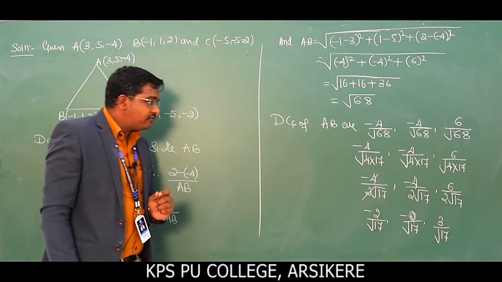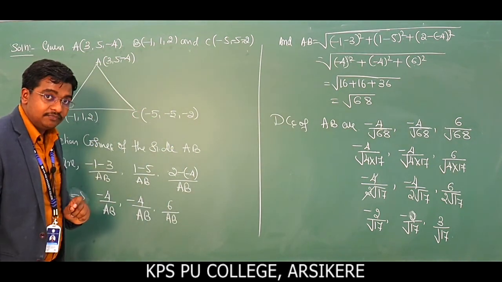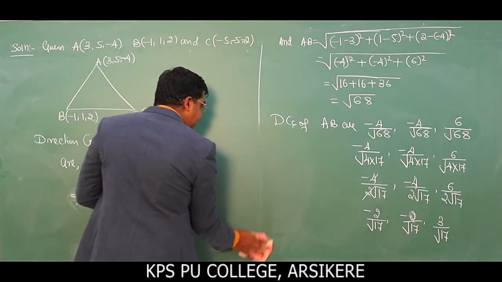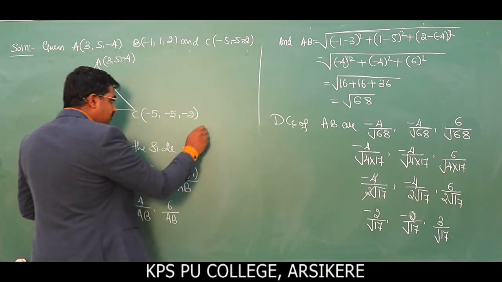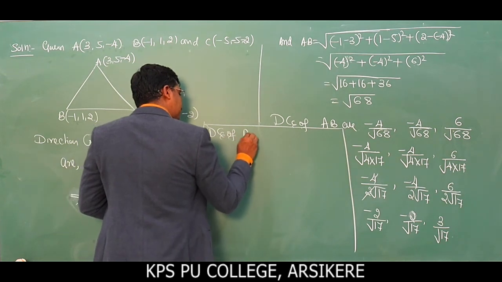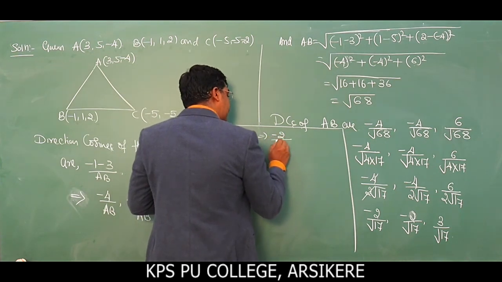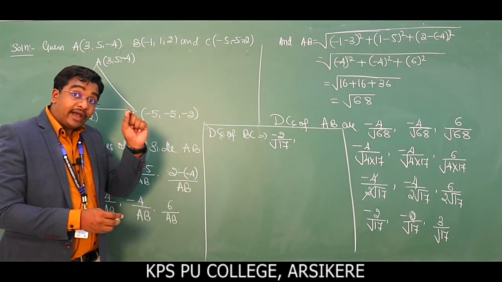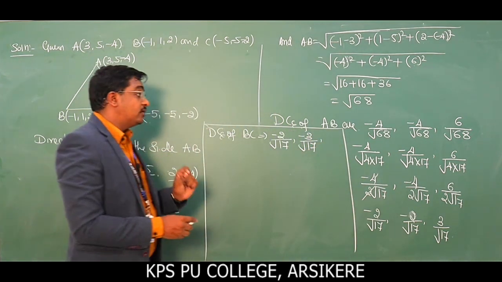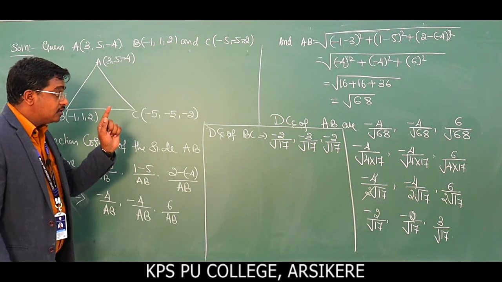Understood? Okay. So similarly, find the rest of the direction quadrants of sides BC and AC. So what about sides BC and AC? I will write it; take that as a note and solve yourself. So the direction quadrants of BC are minus 2 divided by root 17, minus 3 divided by root 17, and minus 2 divided by root 17. So these are the direction quadrants of BC.